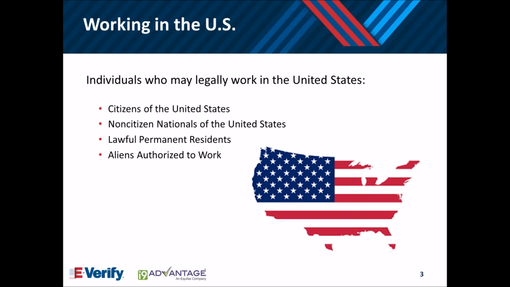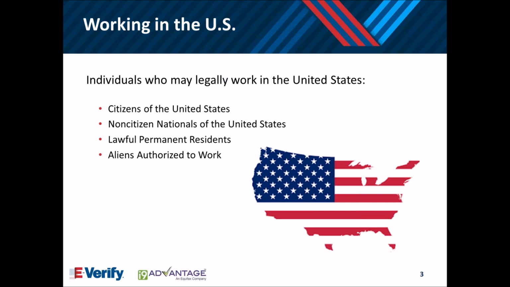Next are non-citizen nationals of the United States. And this is actually a pretty small group of employees, but most of them were born in American Samoa, including Swains Island, and who owe allegiance to the United States, but don't have certain rights. One example of that would be the right to vote in a federal election. Third are the lawful permanent residents, and you might hear these folks referenced as our green card holders.